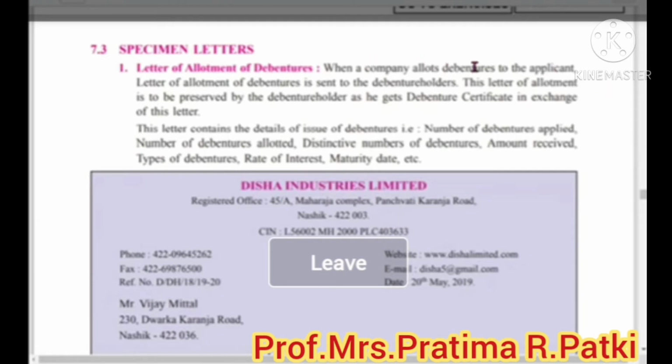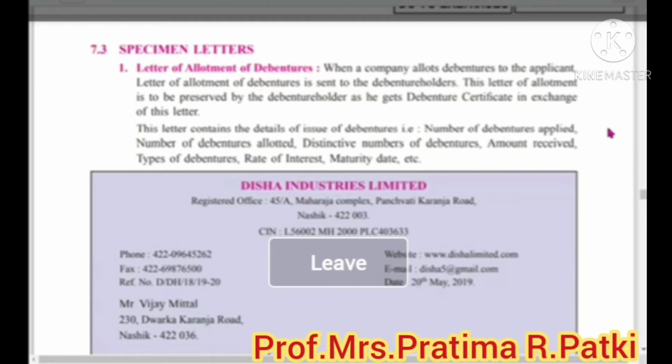So when a company allots debentures to the applicant, a letter of allotment of debentures is sent to the debenture holders. This is a very important statement. Now this letter of allotment is to be preserved. Underline the word preserved. Preserved by the debenture holder as he gets a debenture certificate in exchange of this letter. Please underline this. These are very important sentences. The letter of allotment of debentures becomes very important because he needs to give it back to the company. In exchange, he will get a debenture certificate.